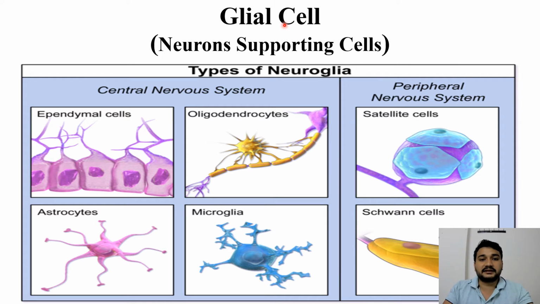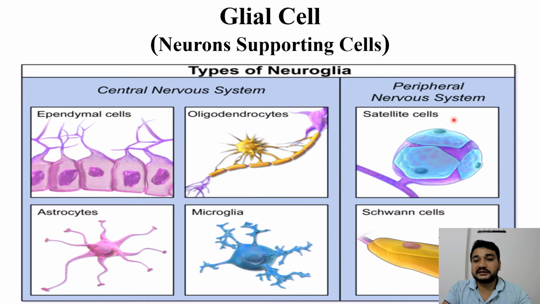Now, glial cells, also called neuroglia or neuron supporting cells. Neurons are supported by various kinds of supporting cells, and they are known as glial cells. These are the details about different types of glial cells. The central nervous system, meaning the brain and spinal cord, contains ependymal cells, oligodendrocytes, astrocytes, and microglia. These are the four types of glial supporting cells present in the central nervous system.